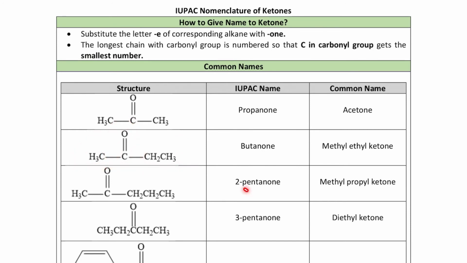And then for 2-pentanone, as you can see, it has started numbering. For butanone, no number is given because it doesn't matter from which side you count, number 1 or number 2.